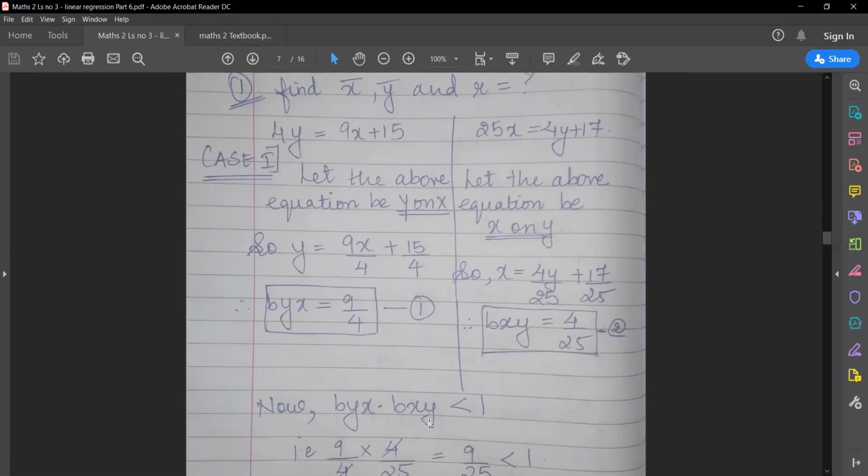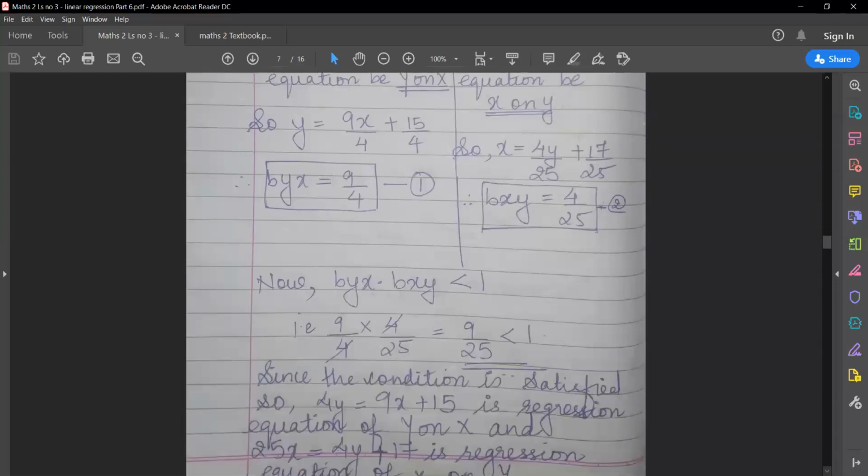Okay. So I have started with case 1. I am assuming the first equation is y on x and the second one is x on y. So in case of y on x, we keep y on this side, which is already here, but y is not alone. So we'll take 4 to that side and divide by it, and you will get byx to be 9 upon 4. You will take it as point number 1. In this case, x on y, so you will keep x on the left hand side and then divide both sides by 25. So you will get bxy to be 4 upon 25.